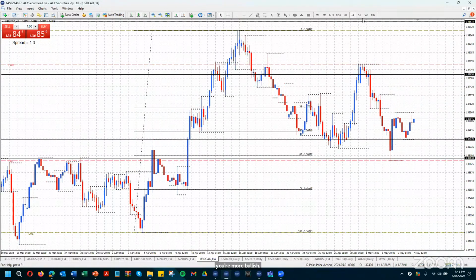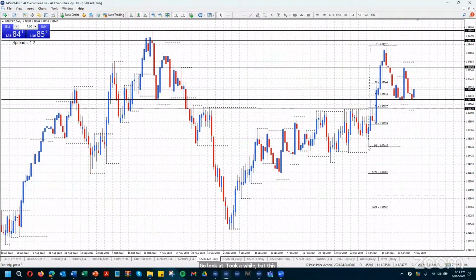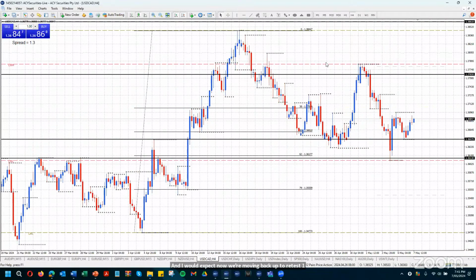Dollar CAD took a while, but this range here, we pull back to the 62% level to support. That happened on the job figure day. And I would expect now we're moving back up to retest 137.65. So if it comes back down to 136.47, that would be a great area to look. In fact, to this area too.